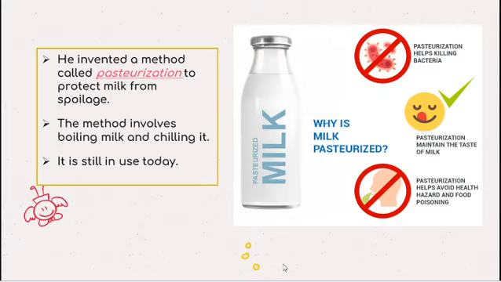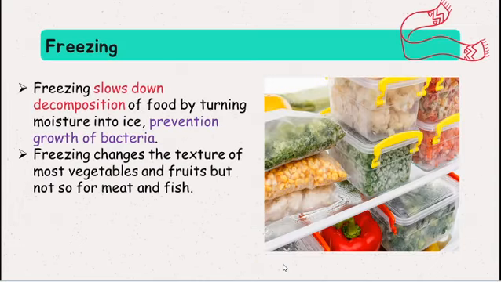Next method is pasteurization. This method was invented by the scientist Louis Pasteur. It involves the protection of milk from spoilage. It is done by boiling the milk at a particular temperature and then chilling it. This method is still used today. This method helps to kill the bacteria as well as retain the taste of the milk and avoid the poisoning of the milk.